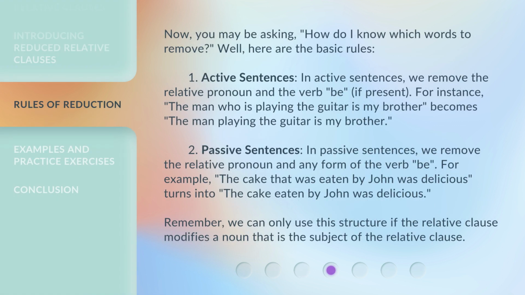Now, you may be asking, how do I know which words to remove? Well, here are the basic rules. 1. Active sentences. In active sentences, we remove the relative pronoun and the verb be, if present. For instance, the man who is playing the guitar is my brother becomes the man playing the guitar is my brother. 2. Passive sentences. In passive sentences, we remove the relative pronoun and any form of the verb be.